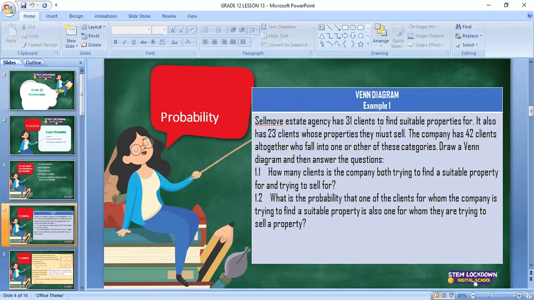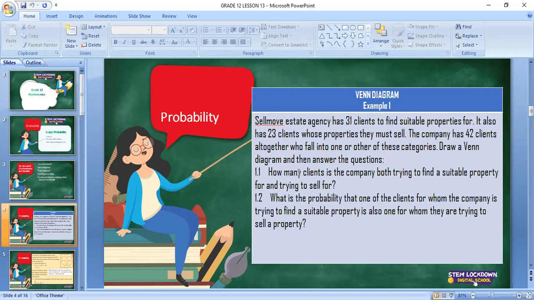Let's illustrate this question using a Venn diagram. The Sell Move Estate Agency has 31 clients to find suitable properties for. It also has 23 clients whose properties they must sell. The company has 42 clients altogether who fall into one or other of these categories. Draw a Venn diagram and then answer the question.